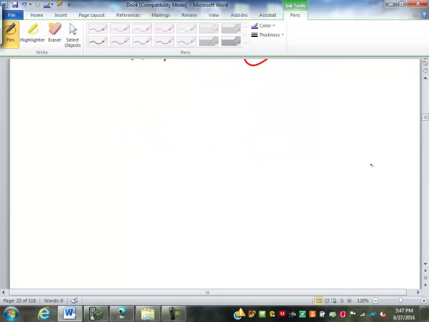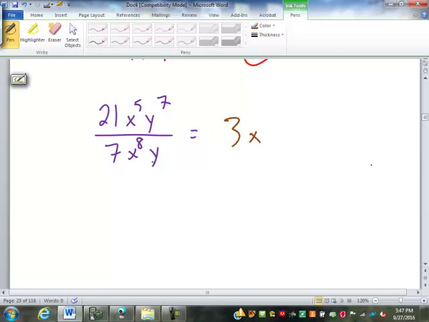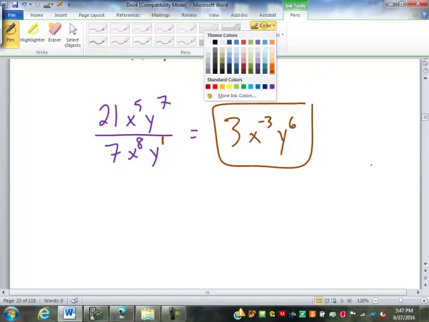So now with that in mind, we could look at something like this. So when I do this, what's 21 divided by 7? 3. X to the 5th divided by x to the 8th. What's 5 minus 8? -3. And then how about the y's? This is 7 and this is a 1, so 7 minus 1 is 6. Y to the 6. I could leave it like that.